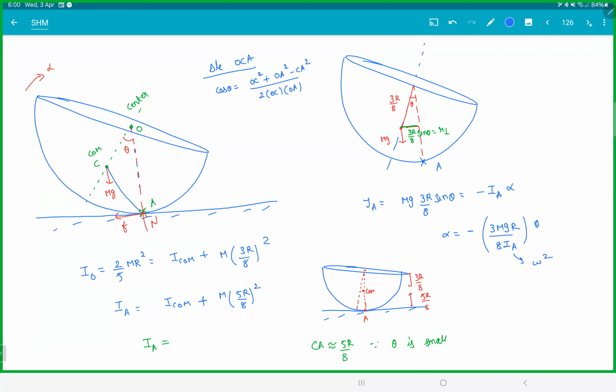Use the cosine rule. You know OC? 3r/8. You know OA? R. Everything will come. And cos theta is very small, this will tend to 1. Clear? You can do it this way also. Cos theta will tend to 1, and from here you will get the value of CA. If you do that, you'll get the same thing.